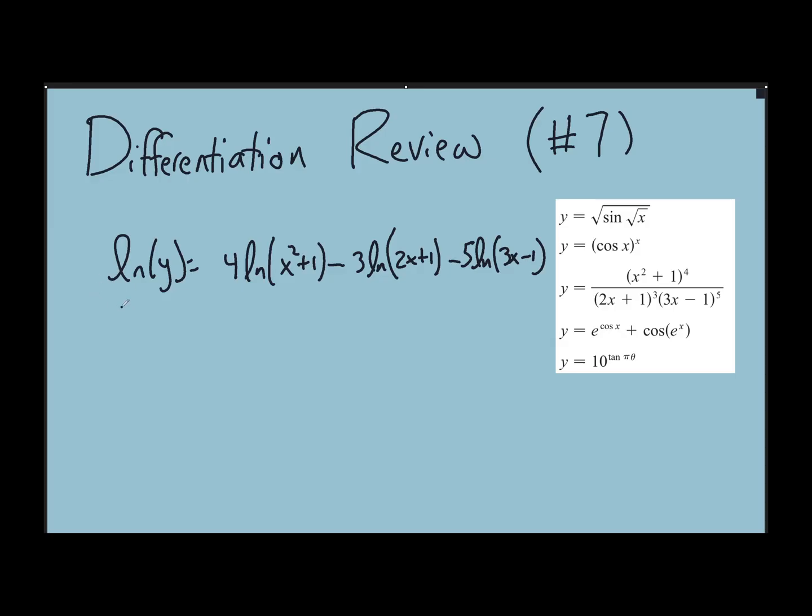Let's take the derivative. 1 over y dy/dx equals 4 over x squared plus 1 times 2x, minus 3 over 2x plus 1 times 2, chain rule, right, derivative of the inside since it's not just an x in there, minus 5 over 3x minus 1 times, what's the chain rule? 3.